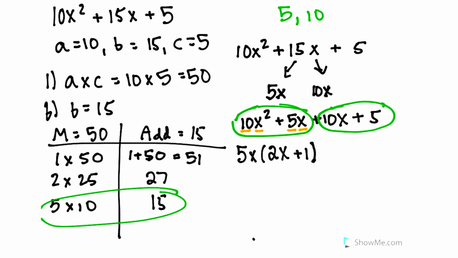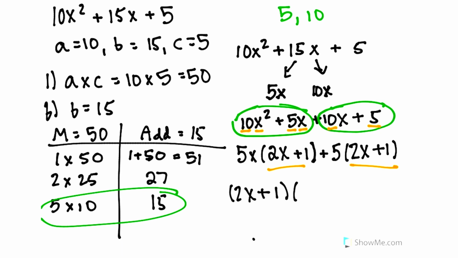Then, in our second two terms, we can pull out a 5. So we'll be left with 5 times 2x plus 1. And now we see that inside our parentheses we have a common set of numbers, 2x plus 1. So we can pull that out.